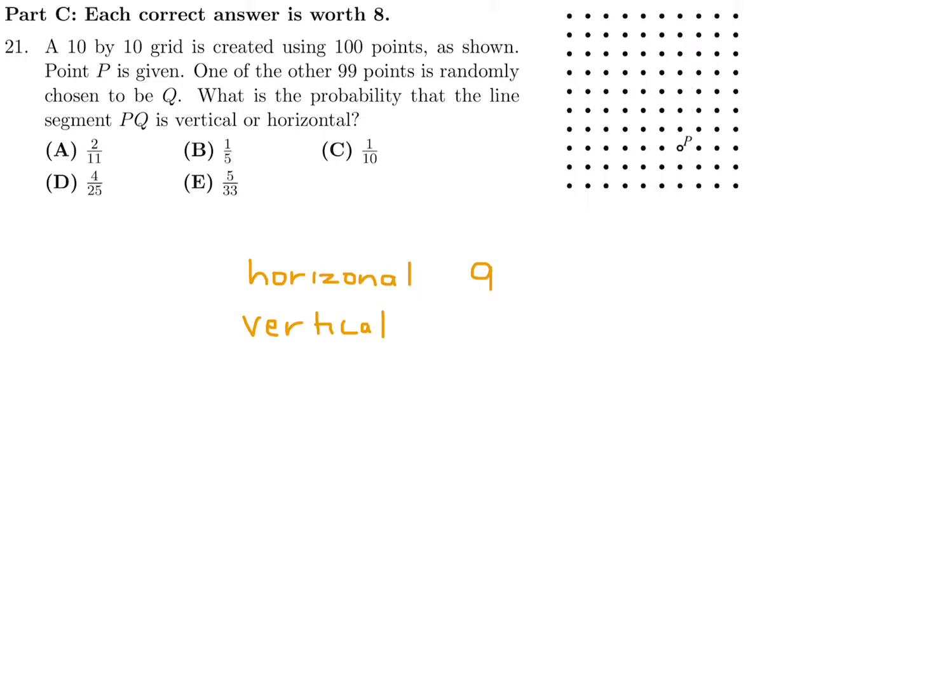Okay, so 9 and 9, that's 18. So 18 of those 99 dots can be chosen to make PQ vertical or horizontal. So that's the probability, and we can probably reduce this. Divide top and bottom by 9 and you get 2 over 11, which is choice A.